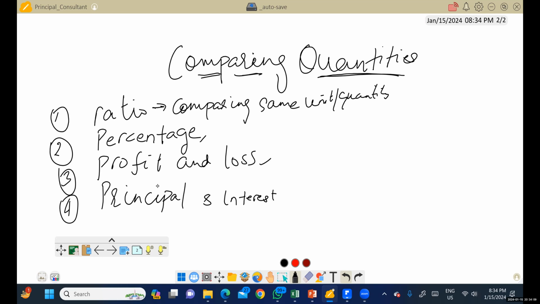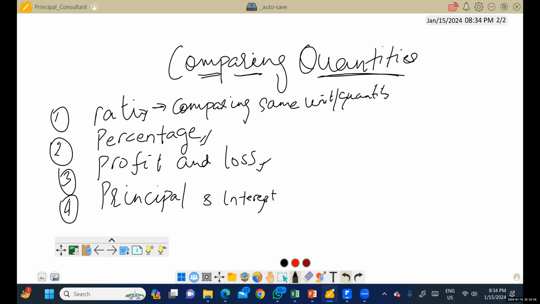Kavya, I'm not hearing from you. Average. Average? So percentage and average. Percentage is there. When do we say that it is a comparing quantity? Why do we say ratio is a comparing quantity, percentage is a comparing quantity, or profit and loss, or principal and interest? Why are we saying that they are comparing quantities? Why are they called comparing quantities?